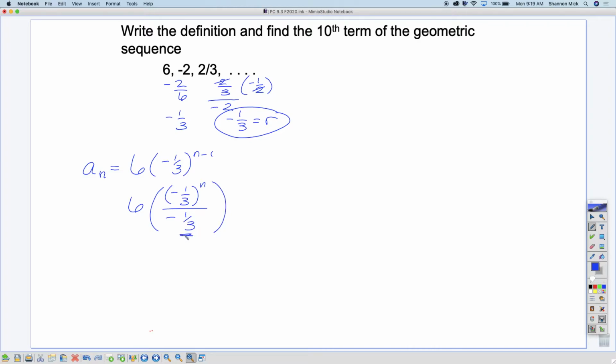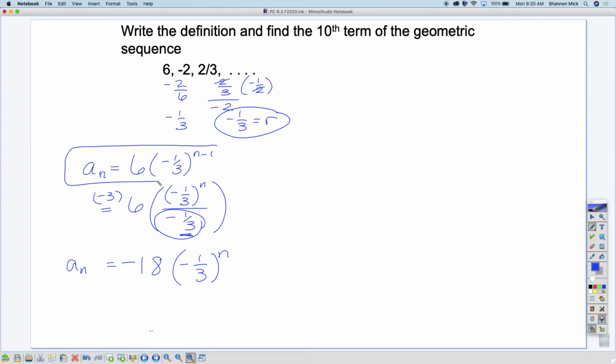So to get this negative 1/3 out of the denominator, I have to multiply by its what? Reciprocal, which would be negative 3. So I'm going to multiply by negative 3, so I'm going to have what? Negative 18 times negative 1/3 to the n. What is the reciprocal of negative 1/3? Negative 3 over 1. So negative 3 times 6 is negative 18. Again, I will accept this with minus a half.